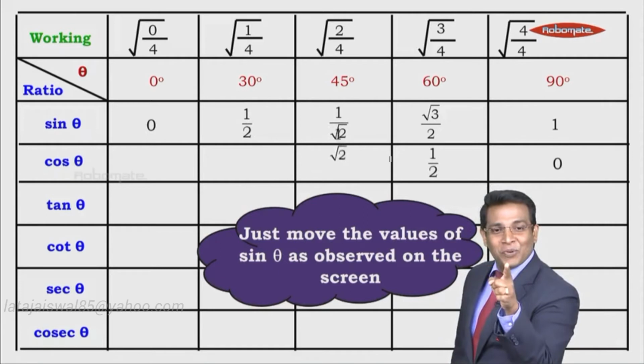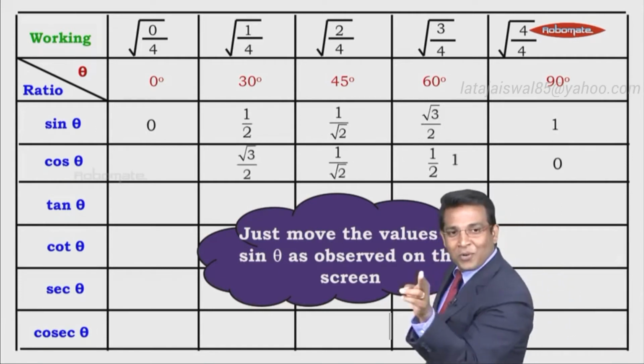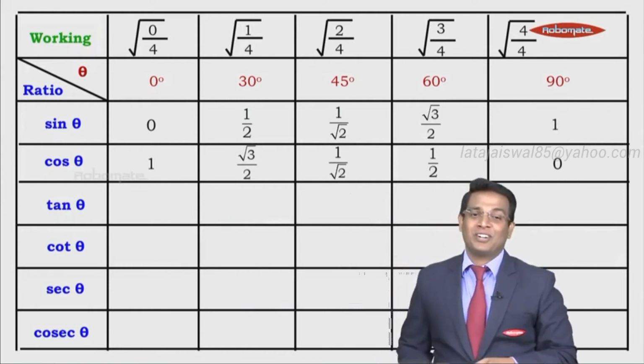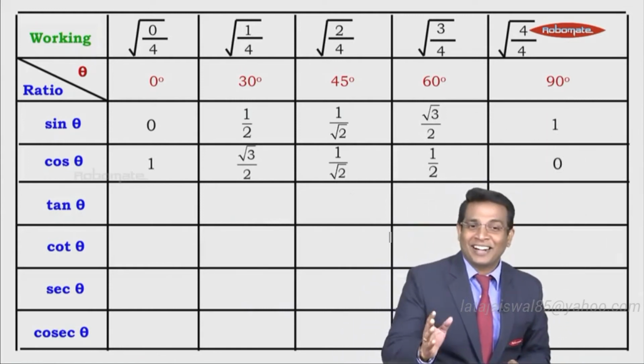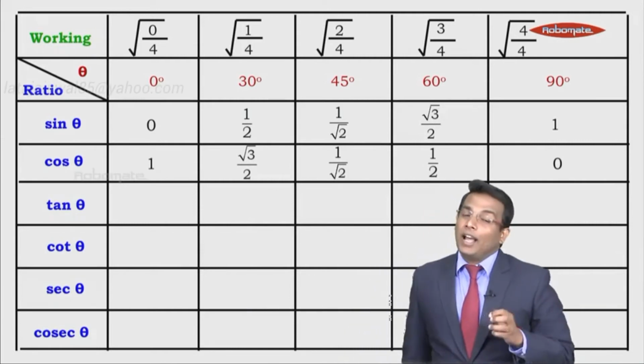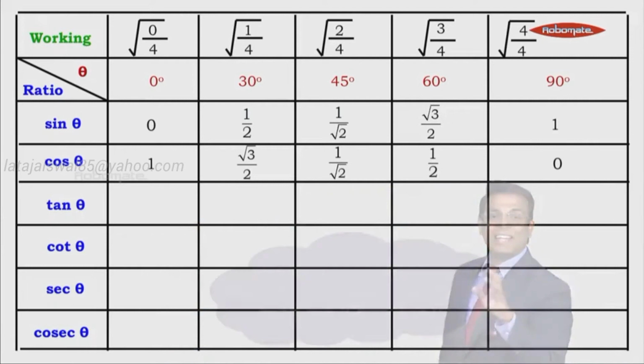1 upon root 2 remains as it is, it just comes down. Root 3 upon 2 goes there. And 1 goes there. And what has happened? You got all the values of cos theta for the standard angles. Right? So that means the cos values are done. So now we need to get the value of tan theta.